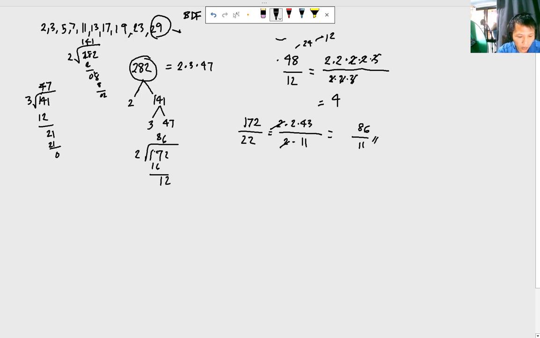So may I check with my calculator? 172 divided by 22. And then it will give me 86 over 11. Okay, so that's really one of the uses. You can recognize, of course, the smallest LCD, GCF, that kind of thing.